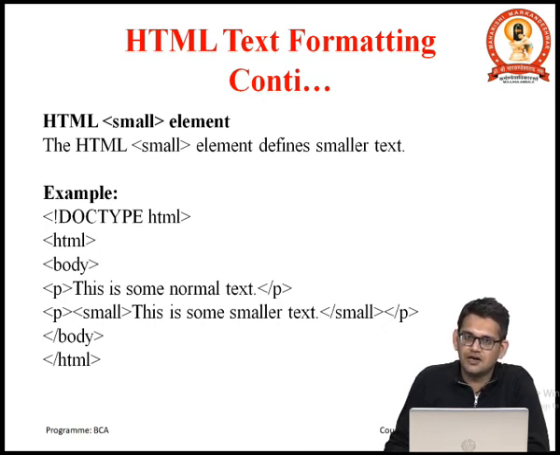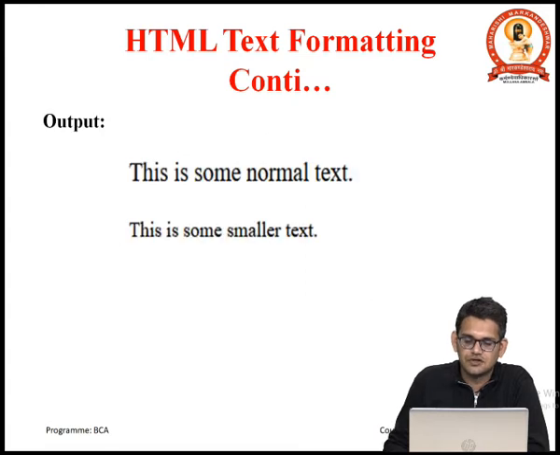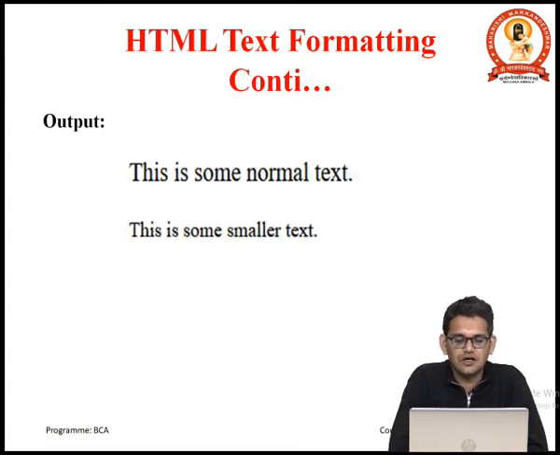Now let us see what the output of this code is, how the paragraph or text will look while we have used the small tag. You can see the first one is the normal text, the second one is the smaller text. You can differentiate between the sizes of these two, because the first one is normal size, or normal font, and the second one is by default smaller in size, right. So, this is the actual output of the above code.